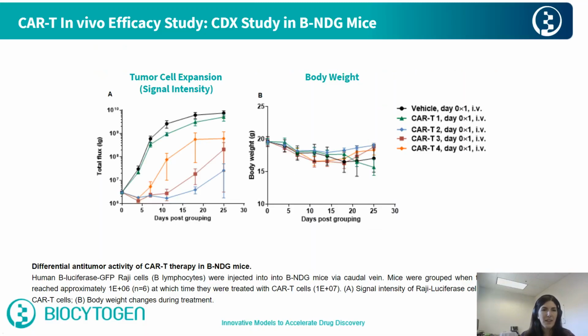These CDX studies in BNDG mice are also amenable to multiple different experimental arms. And in this case, 4 different versions of CAR T cells shown on the left-hand side in comparison to the black vehicle-controlled mice. As you can see, each experimental group showed substantially different tumor growth kinetics owing to the differential efficacy of these particular CAR T cell populations. And on the right-hand side, you can see the body weight of the mice with the highest tumor burden starts to drop near the end of the study.